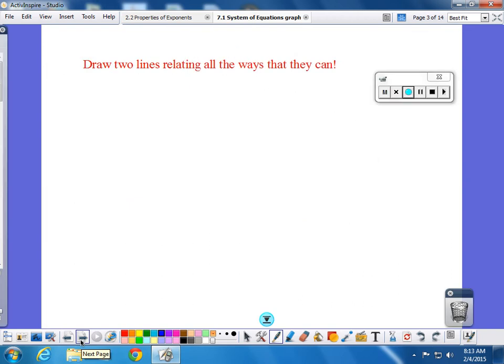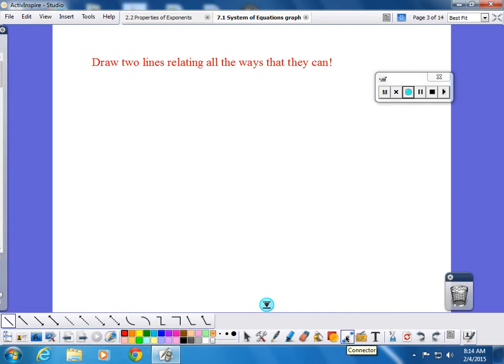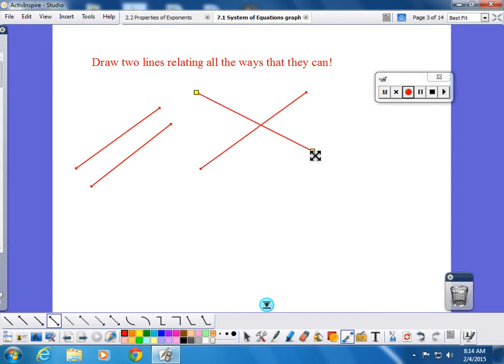Alright, so if we drew two lines, all the ways that they can relate to each other, what are the kinds of lines we're going to draw? The first ones were parallel. The next ones were intersecting each other. And the last ones were the very same line, right? The very same line.